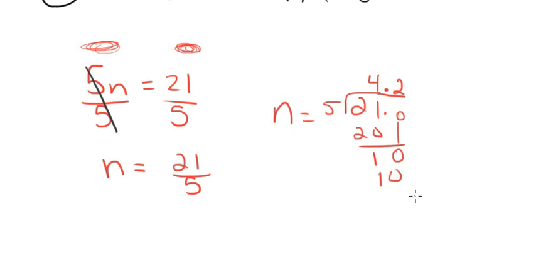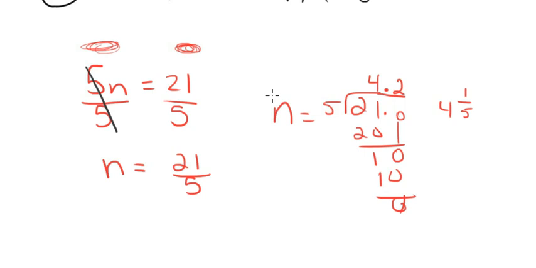5 times 2 is 10. We zero out, so we're done. So our answer is 4.2. Or we could have said we had a remainder of 1. We could have said 4 with the remainder of 1 over the denominator of 5, right? So we could have had a fraction 4 1/5, or we could have the decimal 4.2, and that would be the correct answer. Does that make sense?